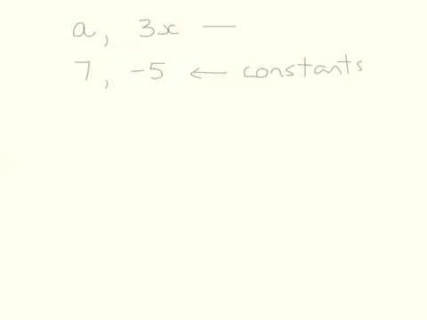Whereas the other ones, depending on what we make x or what we make a, they can change or they can vary, and they are called variables. Also called pronumerals because they stand in place for a numeral. Now, when we've got variables, we have things called like terms.